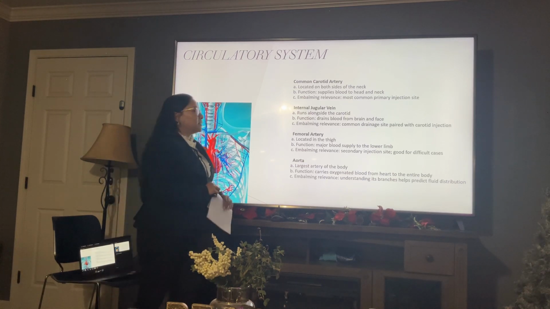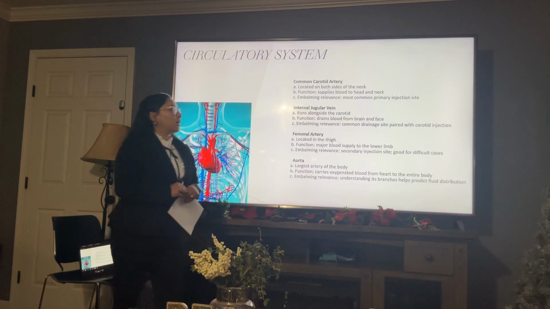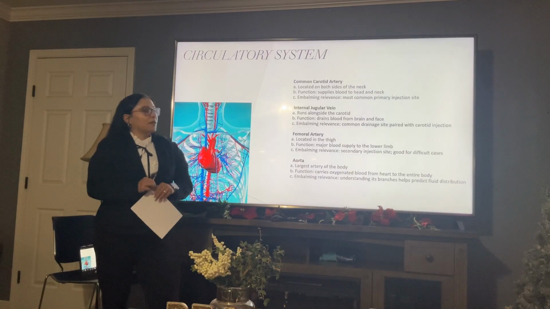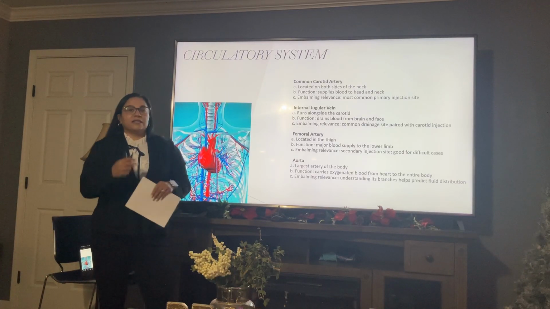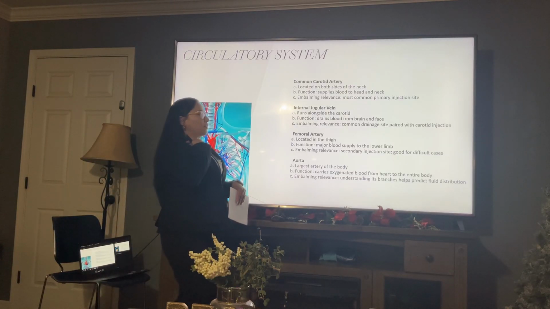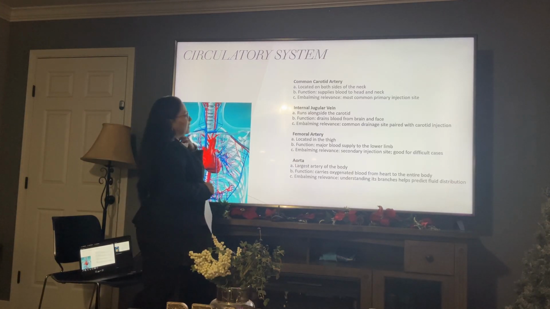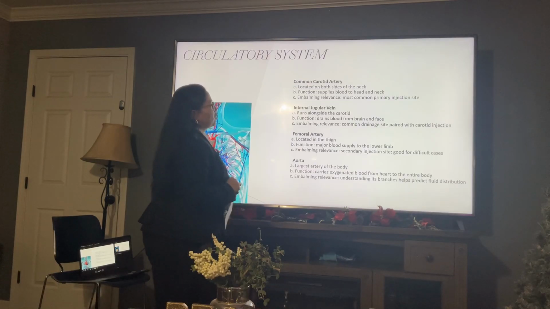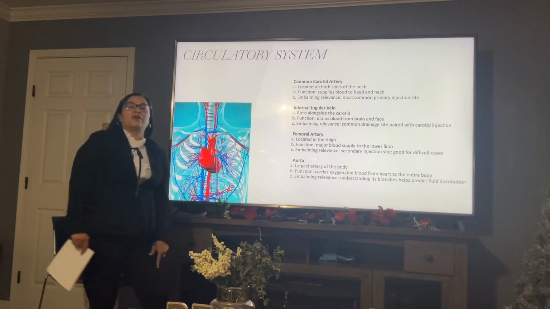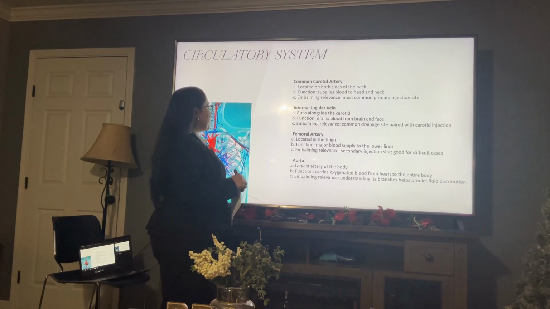Function is major blood supply for the lower limbs, and the embalming relevance is a secondary injection site, good for difficult cases, or like if you're embalming a female, instead of embalming her by the carotid, it is good to do it on the femoral artery.